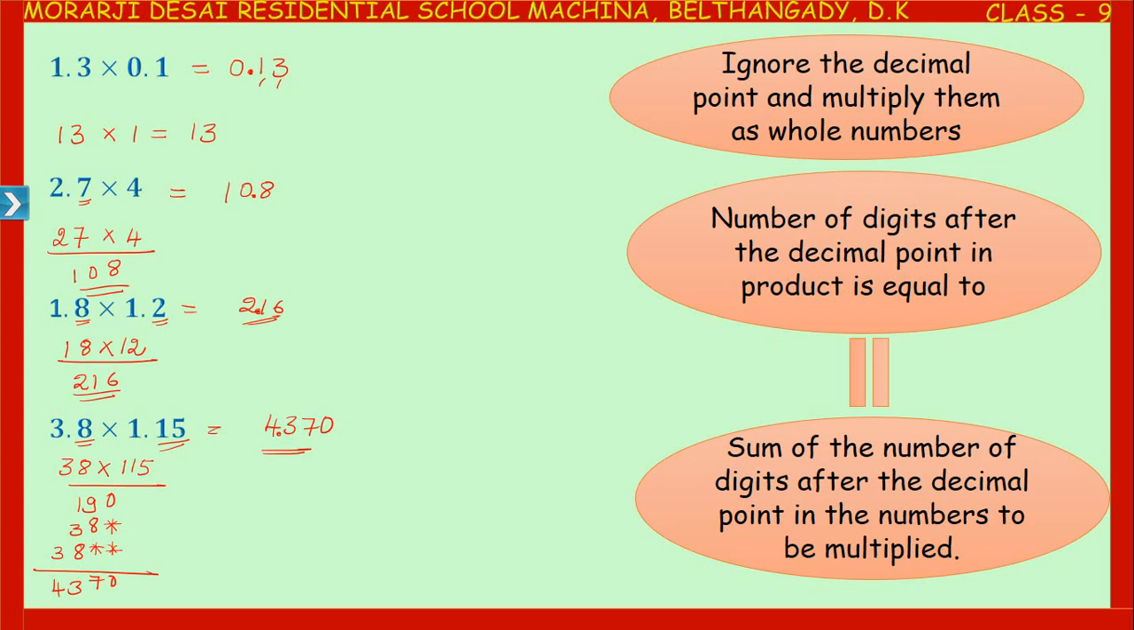Have you understood this? See here, remember the step. While multiplying decimals, first remove the decimal point and multiply them as whole numbers. After that, put the decimal point in the answer such that you count the number of decimal places in the question. That is 1.3, we have one digit after the decimal point. In 0.1, one digit. So 1 plus 1, 2 digits. So in the answer, 2 digits after the decimal point. This is about multiplication of decimals.